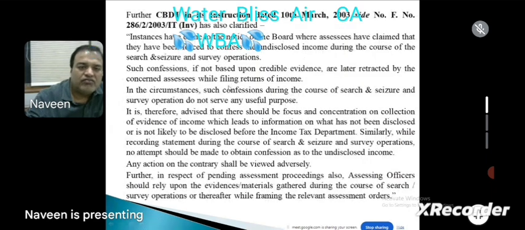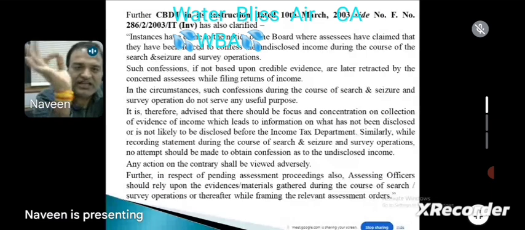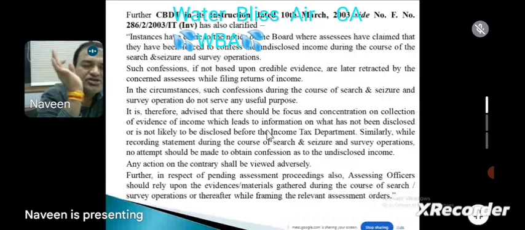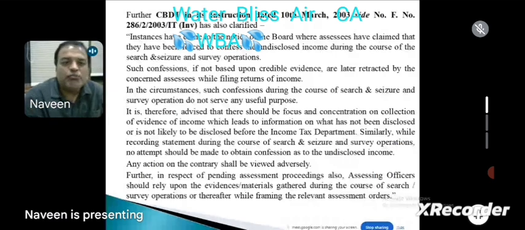Therefore, in this regard, there is a CBDT board circular. Please go through this board circular very carefully. Whenever there is such a case, read this circular. Dated 10th March 2003, F. No. 286/2/2003-IT (Investigation). The board has clarified; I am not clarifying, the board is telling. What is the board telling in this circular?